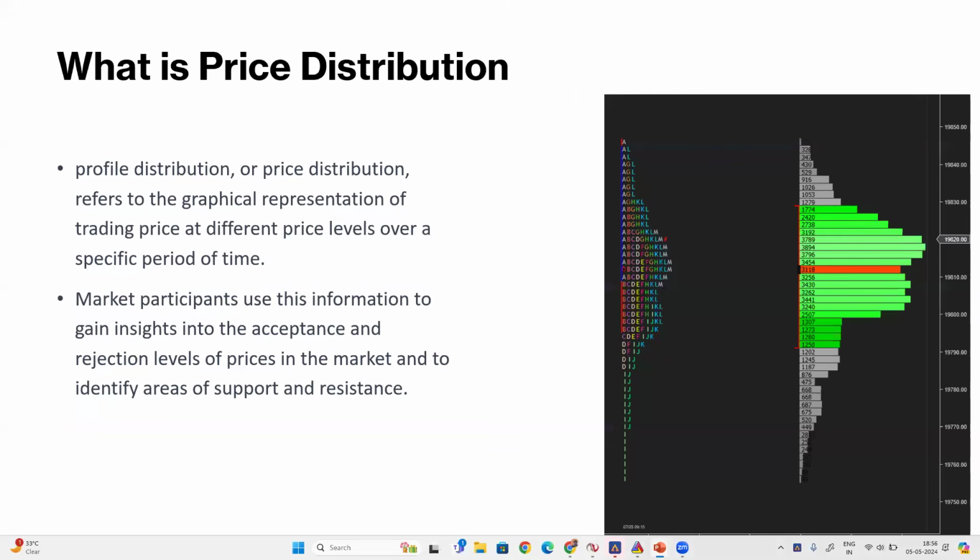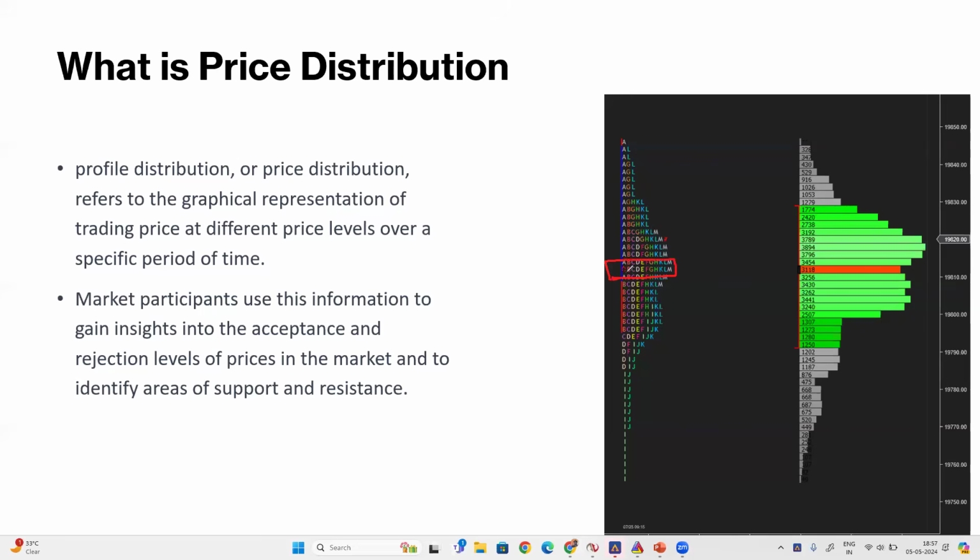Now let's try to understand what the price distribution is. Probably by now you have a fair idea what the price distribution is all about. Price distribution is nothing but, for a particular price level, how many times it had touched. That's what a distribution is all about. So if I keep looking into a place where the maximum number of letters are getting traded over here, I'll be able to spot this location, right?